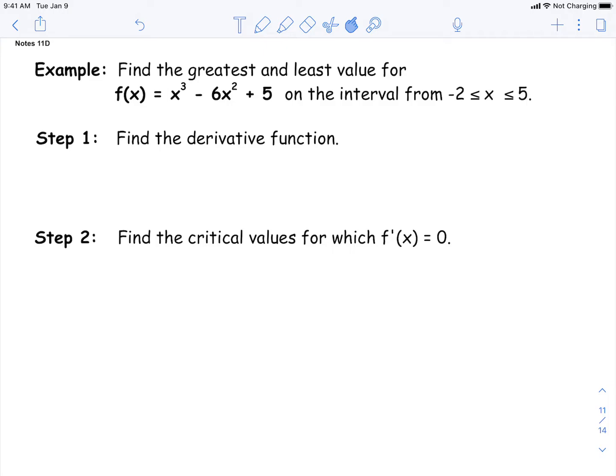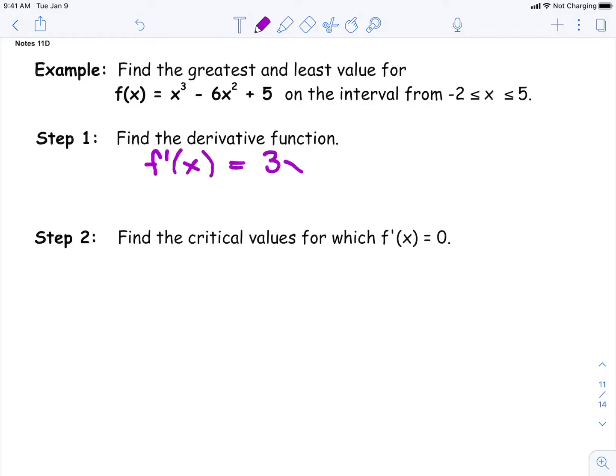All right, we're going to go ahead and find the greatest and least values for this cubic function on the interval from x greater than or equal to -2 and less than or equal to 5. So step one is we want to find the derivative function.